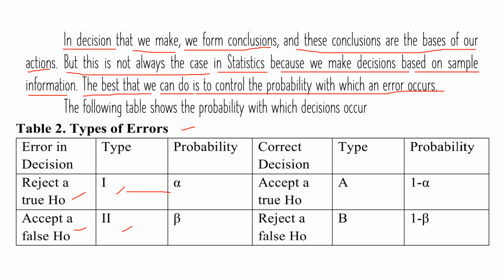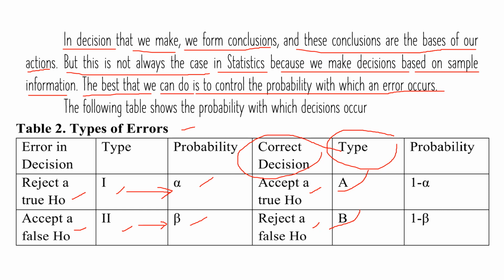So the probability that we can map on this type 1 error is alpha. The probability that we can map on this type 2 error is beta. Now for the correct decision, we should accept a true null because that is a true statement. And we should reject a false null because that's a false statement. This type of correct decision is type A, and this for type B, your second statement.